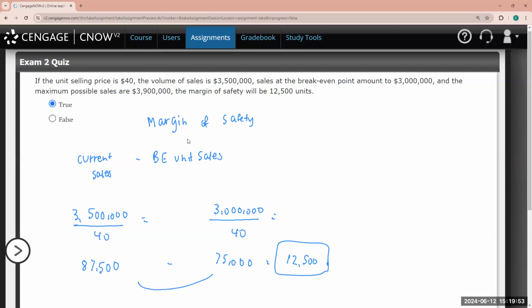So again, in this example, they gave us the margin of safety in dollars, but it's asking us for the margin of safety in units. So in order for us to determine the units, we divided the volume of sales of 3.5 million sales by $40. That gave us 87,500 units. And we did the same thing for our break-even sales. 3 million in sales divided by $40 per unit gave us units of 75,000. So our current sales of 87,500 units minus our break-even sales of 75,000 gives us a margin of safety of 12,500 units.